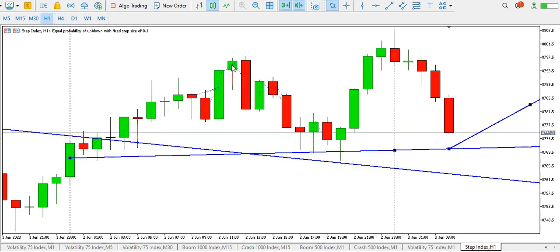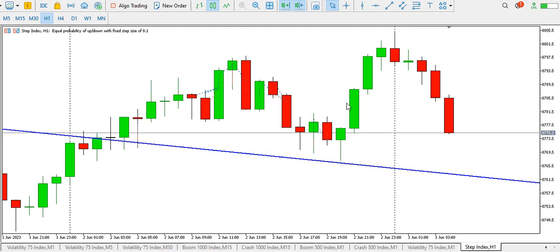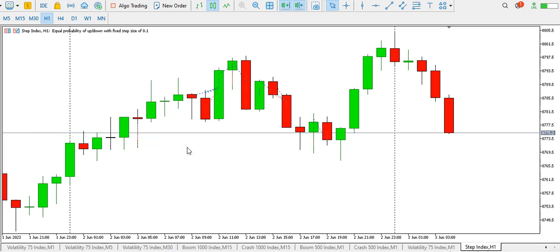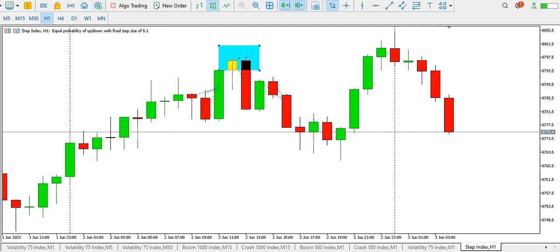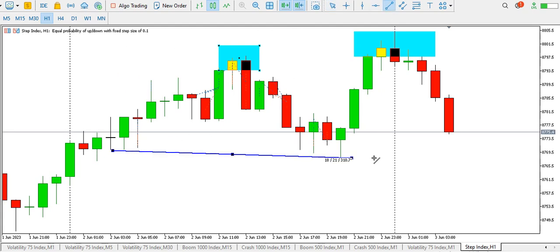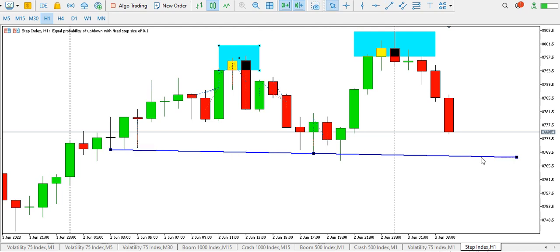On the 1-hour time frame, the double top is more obvious. This is the first top, and this is the second top on the 1-hour time frame. So if the double top is anything to work with, our price is going to break this neckline.